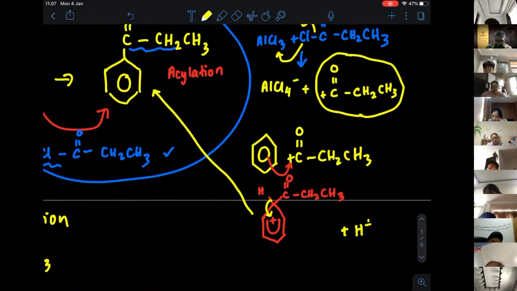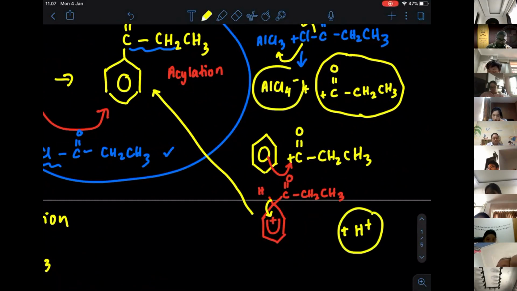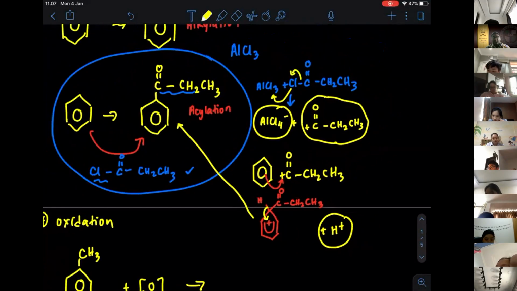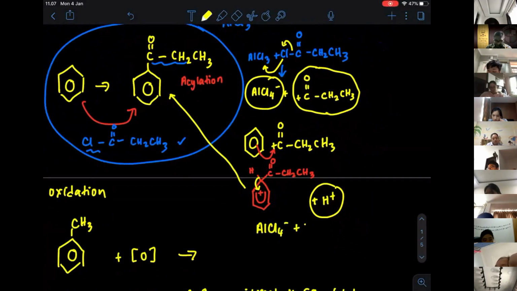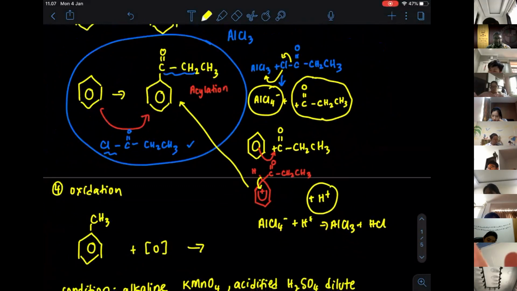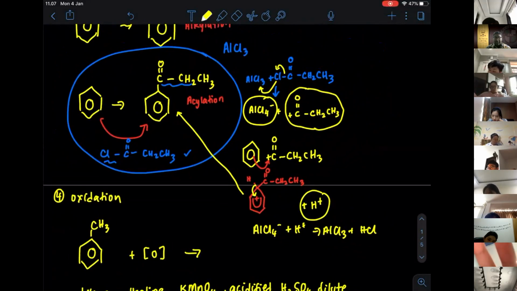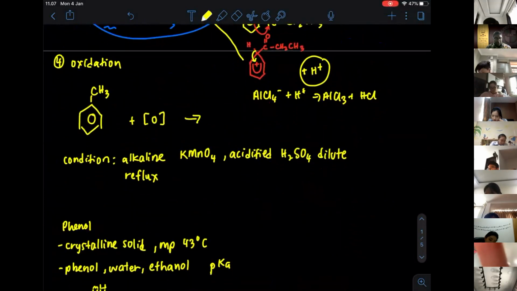So what happens to this H plus? This H plus will join together with the AlCl4 minus from just now. So AlCl4 minus plus H plus gives AlCl3 plus HCl. So this is the catalyst, and the catalyst will come back again. This mechanism and how to draw it, I think you need to learn. Very important. But I will move on to oxidation.